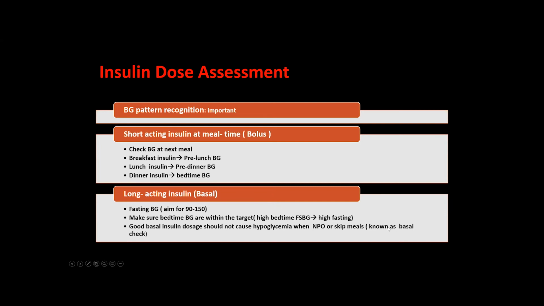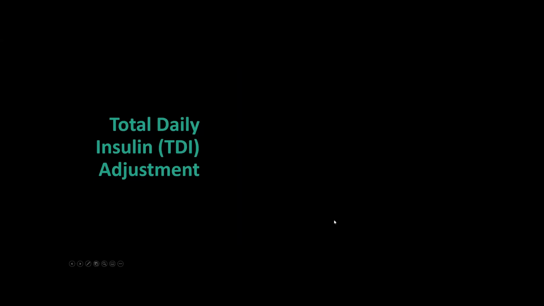Another thing we call the basal check. What does a basal check mean? A good basal insulin dosage should not cause hypoglycemia when the patient is NPO or skips a meal. So let's say you give a basal insulin of 30 or 40 units. If it's the right dose, even though the patient is not eating for the entire day, or skips a meal, the sugar should not drop. If the patient's sugar drops when they go NPO or skip a meal, that means your basal insulin is already too high, so you might want to consider cutting down the basal insulin.